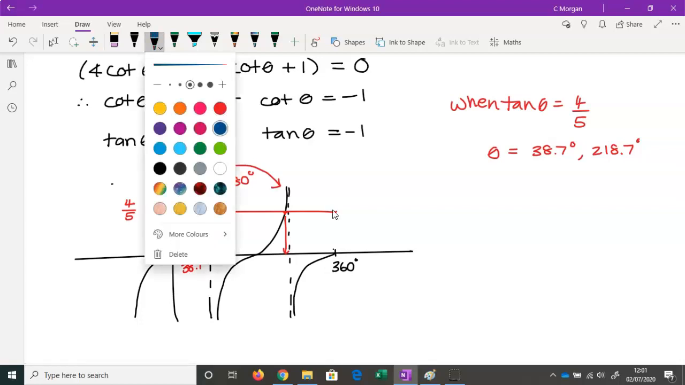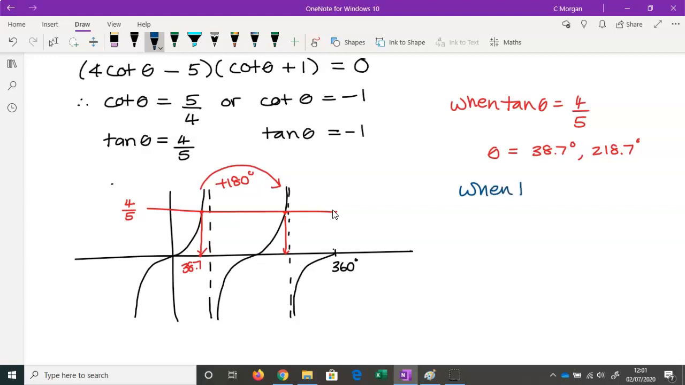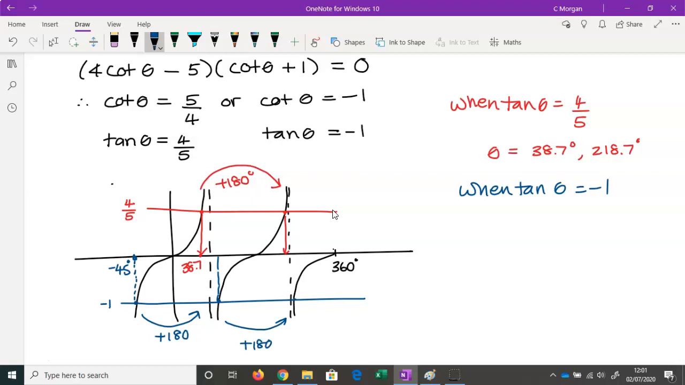However, I've got another set of solutions when tan theta is -1. So in blue, I'm going to draw a line at y is equal to -1. And if I shift tan theta, it will probably give me, I'd imagine, a negative answer, which is going to be -45 degrees, which is just there. So if I add on 180 to that, it's going to take me inside the range that I would like it at. There's my solution there. And another 180 degrees takes me to where that hits the curve.